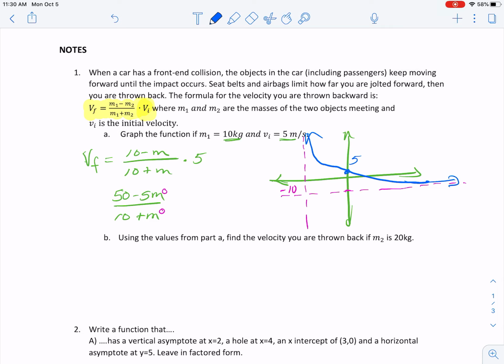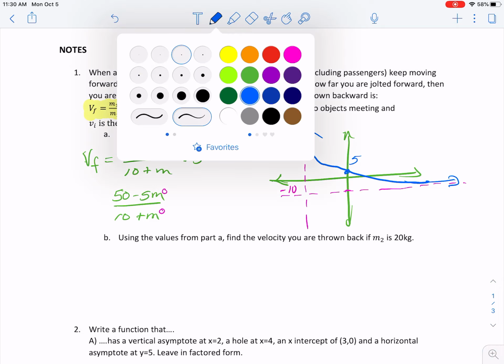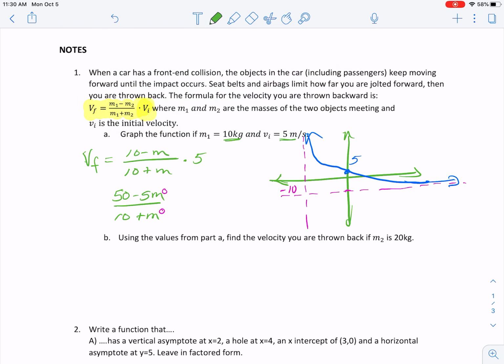Using the values from part A, find the velocity when you're thrown back if m2 is 20 milligrams. So you're running into something that's twice as big as you are. Okay, so 10 minus 20 over 10 plus 20 times 5 gave me negative 1.667 meters per second. What does the negative mean? It means you're going backwards. Positive velocity is going this way, negative velocity is going that way.